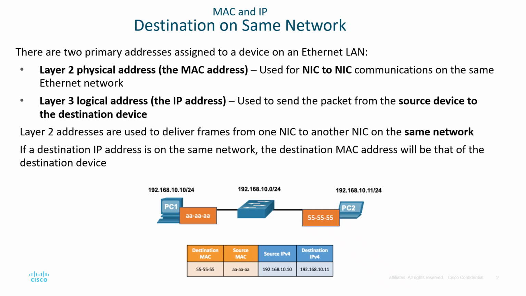Now, Layer 2 addresses are used to deliver frames from one NIC to another NIC on the same network. So we're talking local area network communication. If a destination IP address is on the same network, the destination MAC address will be that of the destination device. So again, your switch will do what your switch does, and it will look to its MAC address table. It will see if it has that destination MAC in its table. If it does, it would simply push it out the port associated with that MAC address.